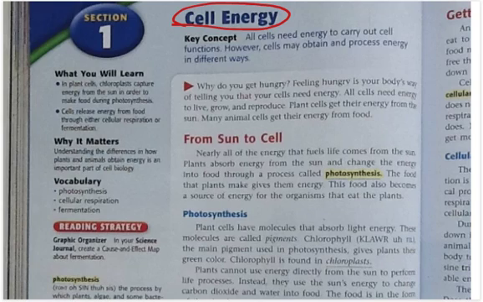So first of all, just a little food for thought here, no pun intended. Okay, maybe a little bit. Why do you get hungry? Feeling hungry is your body's way of telling you that your cells need energy. All cells need energy to live, grow, and reproduce. Plant cells get their energy from the sun. Many animal cells get their energy from food. That's key, okay?